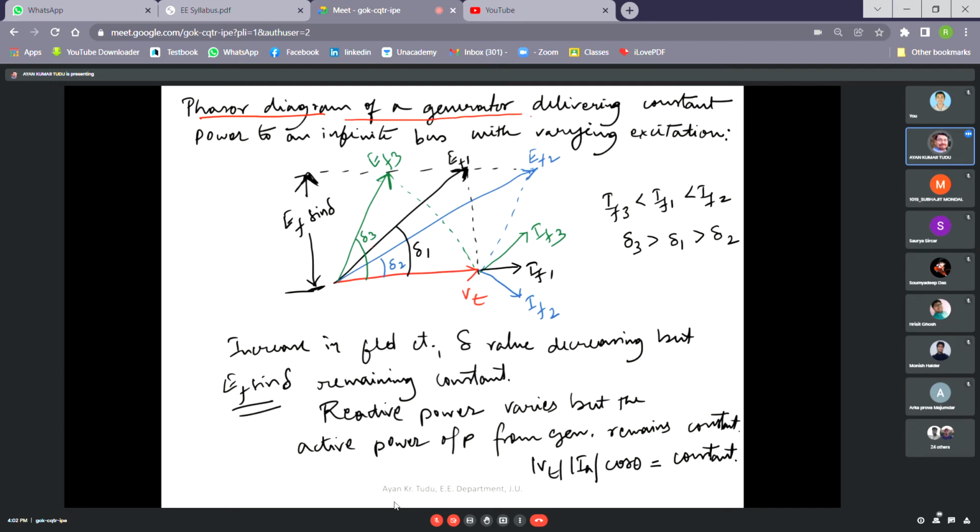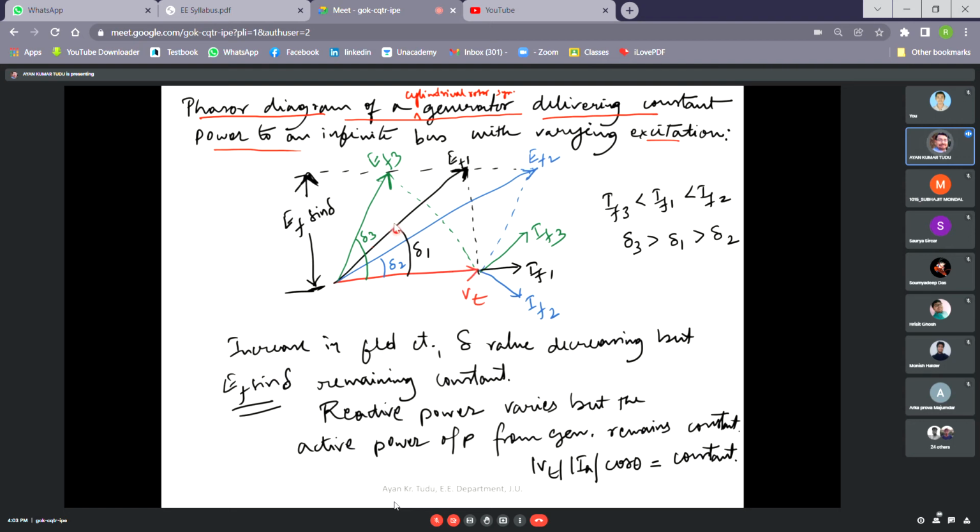Obviously, we are talking about a cylindrical rotor synchronous generator. Okay, the phasor diagram of a cylindrical rotor synchronous generator delivering constant power to an infinite bus with varying excitation. So what are we seeing? First of all, we can see the terminal voltage Vt here. With respect to that, first of all suppose we see EF1, this black line. Okay, follow this one line. So if this is Vt, and this is our delta 1, then with respect to this, if EF is this, then IF would obviously be in phase with our Vt. So this is our IF.